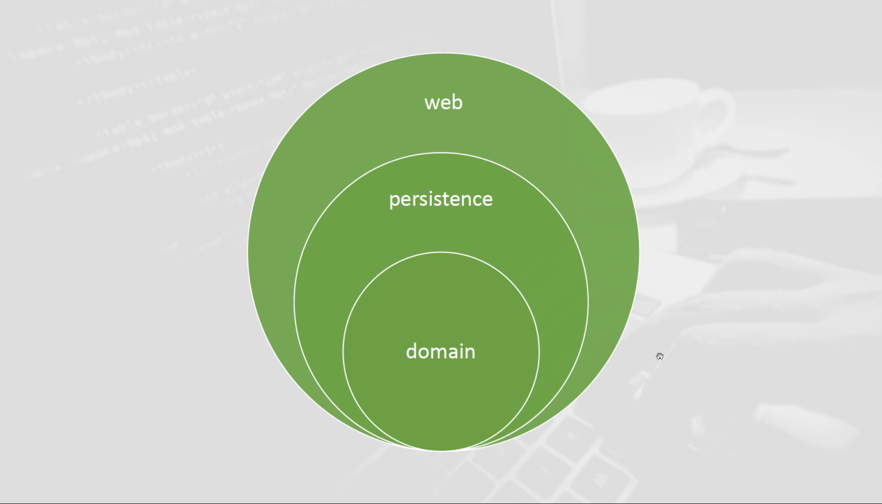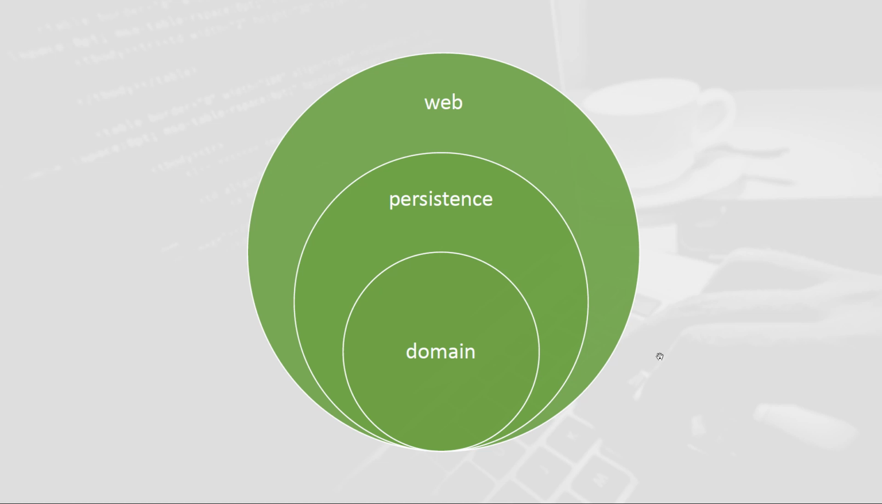As you can see, there is a relationship between the three modules. Domain contains business logic and does not depend on any other module. It doesn't care about the persistence technologies that you use, and it doesn't care about the user interface that we have. Persistence, on the other hand, has a dependency on domain, but it has no dependency on web.